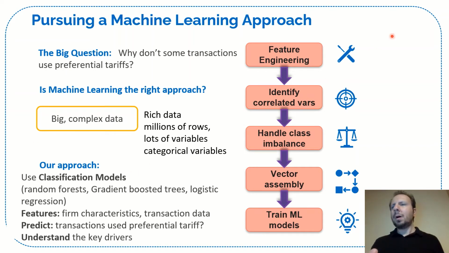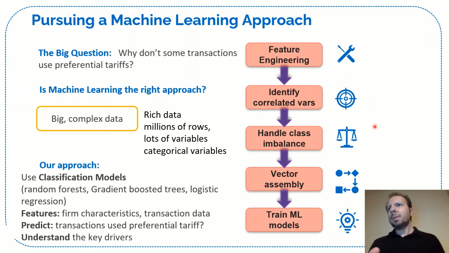So our pipeline for the analysis looks like this. First of all, we have a feature engineering facility where we do some initial processing and we link the databases together. Then we identify variables that could be correlated. In this case, if you have correlated variables in your vector, this could negatively impact the accuracy of your model.